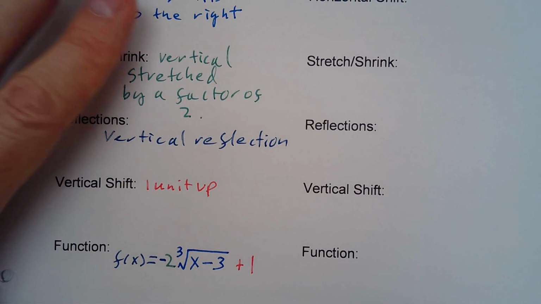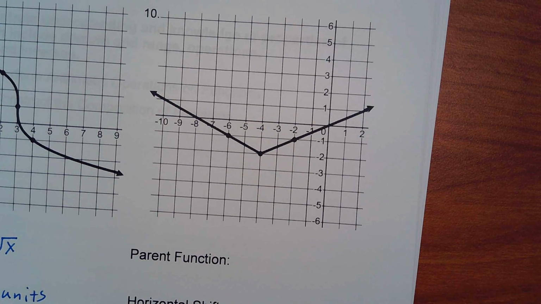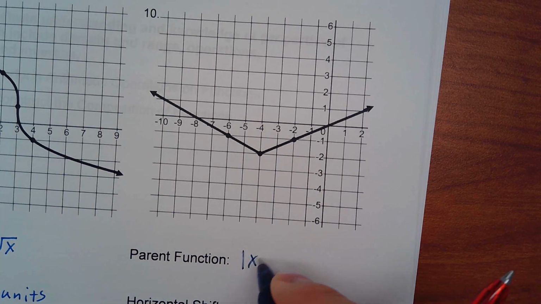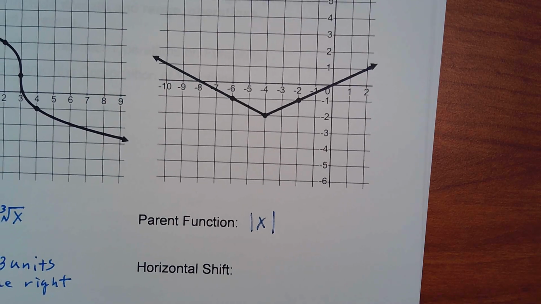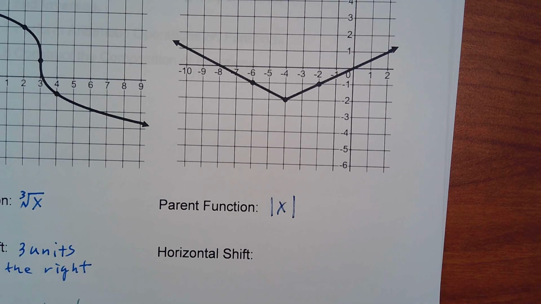Let's try number 10 here. So identify the parent function. Parent function is the absolute value of x. Horizontal shift. I went 4 to the left.